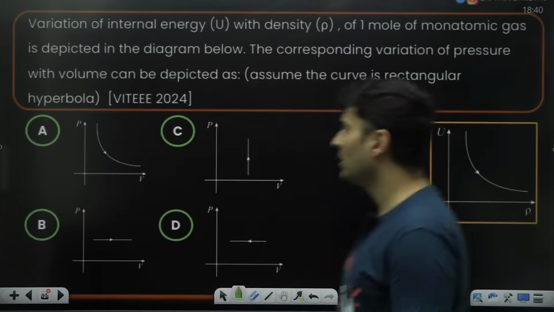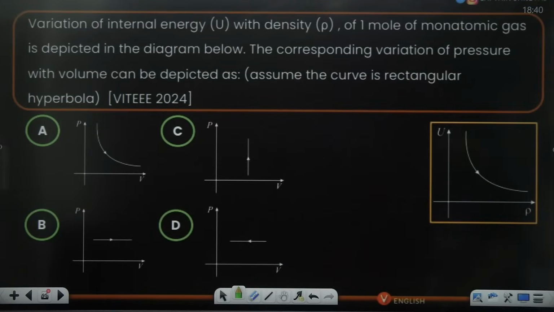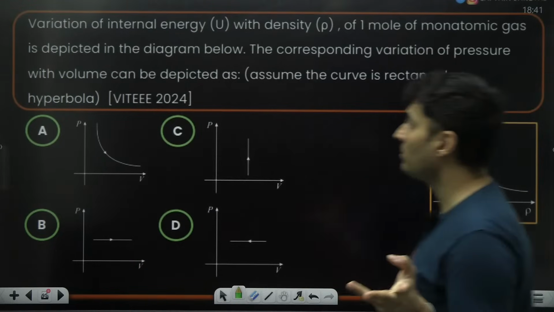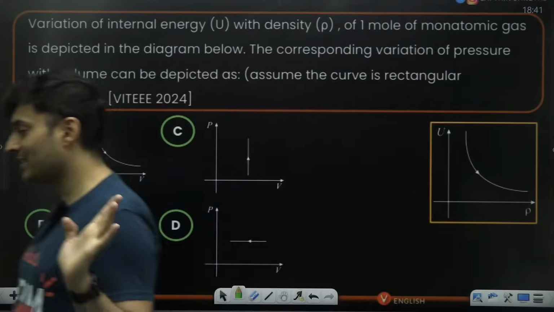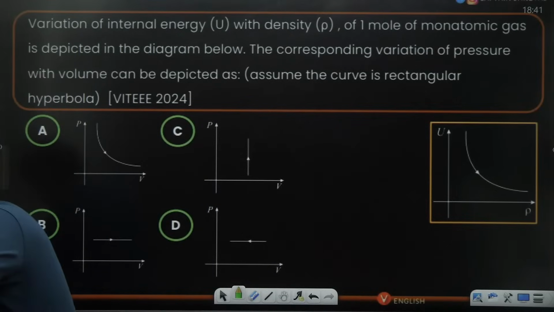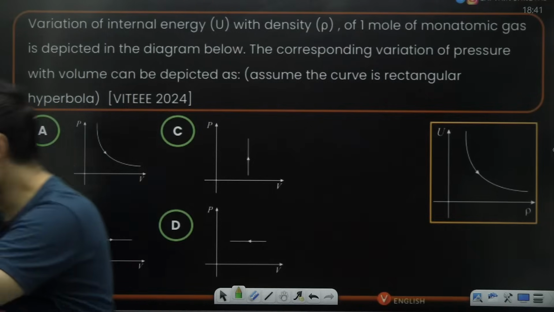Thermodynamic gas laws. Wow, what a question. An internal energy versus density graph is given for a monoatomic gas. The corresponding variation of the pressure with volume is best represented by? Let's see how many of you get this. Crack this question, then I will accept that you are going to nail the VITEEE exam.